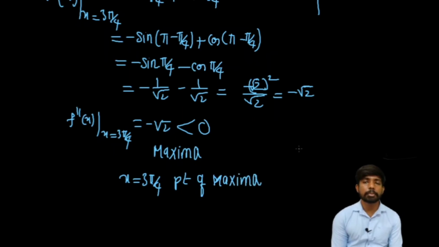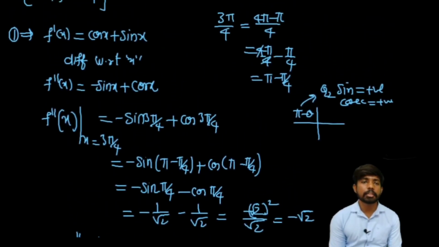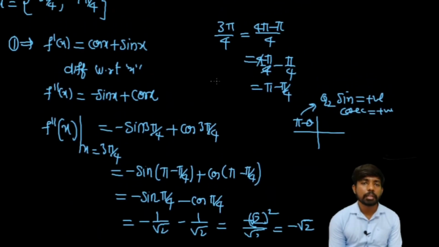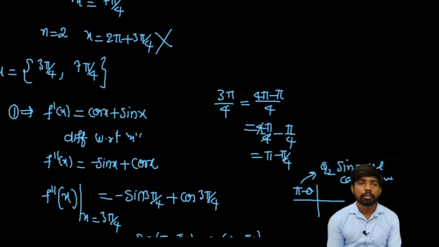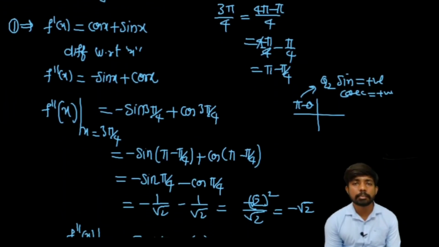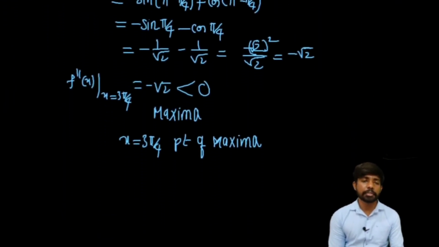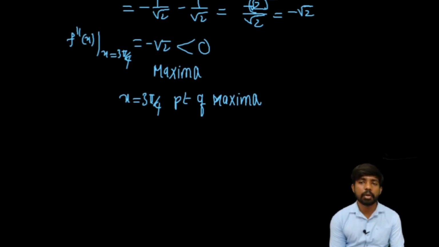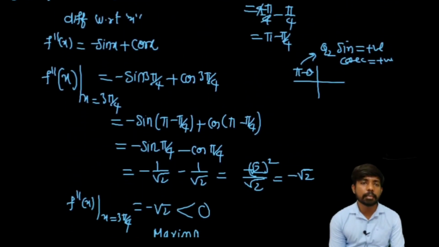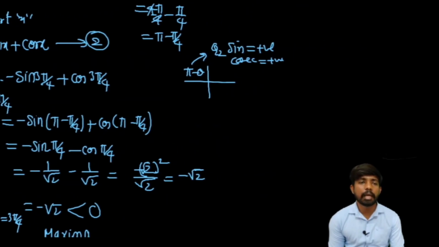Now substitute 7 pi by 4 in the double differentiation. These are the critical points we got, and we have found the point of maxima. Now we need to find whether this 7 pi by 4 is a point of maximum, point of minimum, or point of inflection. We got the double differentiation, right? Here we have it. Call it equation 2, the double differentiation. In the double differentiation, substitute the values.